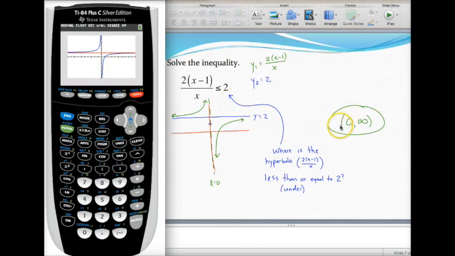So to start my solution, I've got a parentheses because I can never be equal to 0, because that would be touching a vertical asymptote and I can't do that. So a parentheses and a 0. And then I want to know how far out this graph goes where it's going to be less than 2.